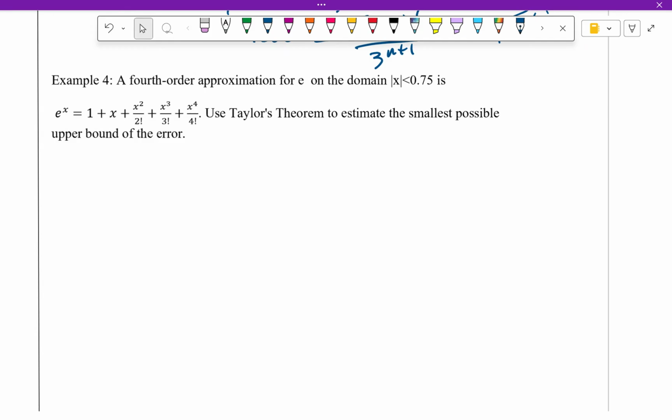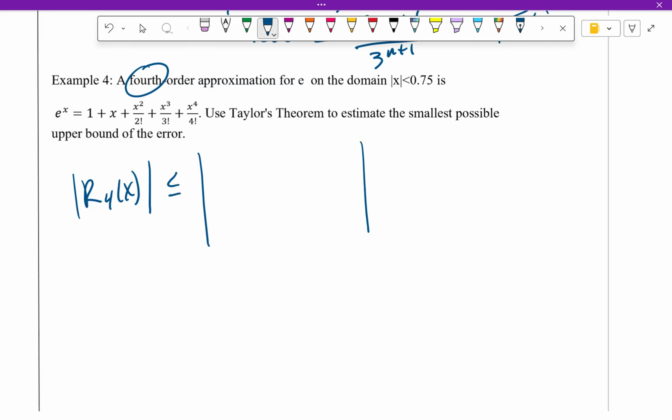Well, we know we've got to use the error-bound formula, right? That's what we got out of that last sentence. So let's start by writing that out. So we know our remainder, what's our degree? 4, okay, because it said fourth order, right? So remainder sub 4 is less than or equal to, and then I got to do the formula, okay? What's supposed to go in the first part of the formula?